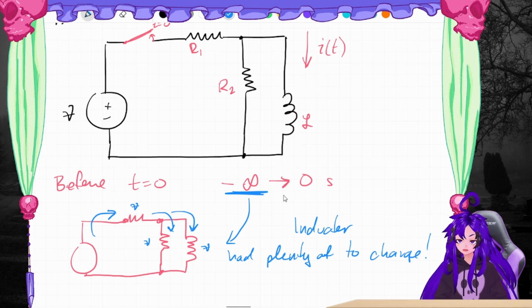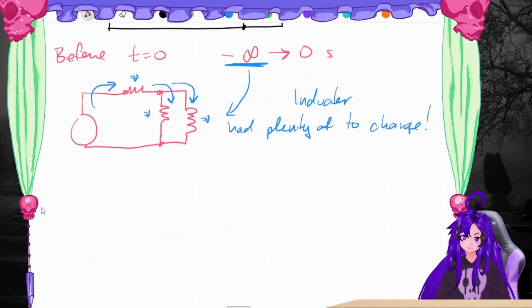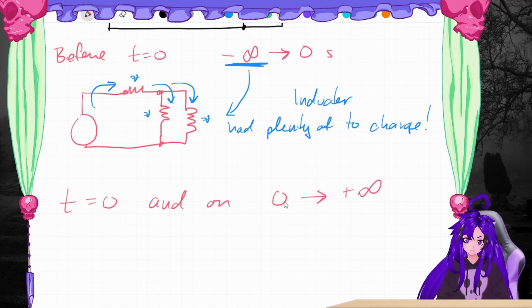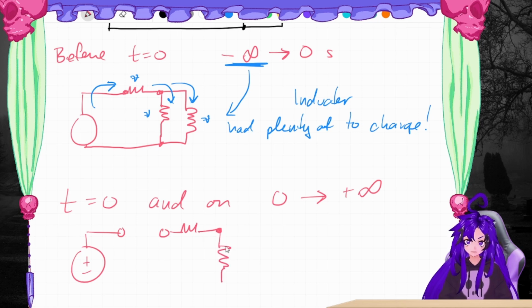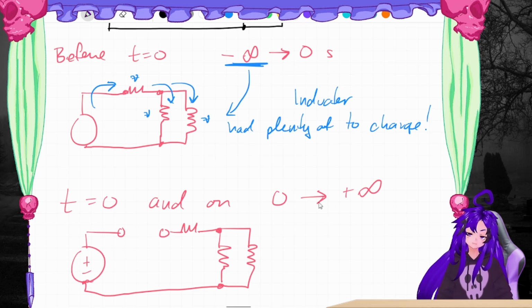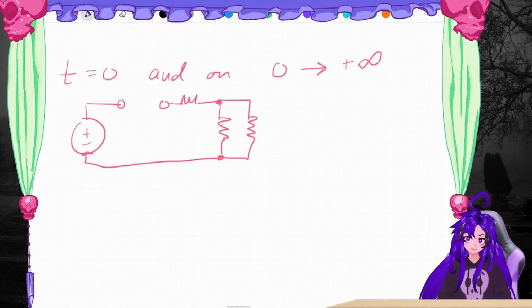The inductor had plenty of time to charge. But now it's t equals 0 and on, so 0 to positive infinity. From now on, forever from now on, we have this, and it's open. It is an open circuit to this resistor, to this resistor, to this inductor, and they connect here. Well, there is only one complete circuit in this now, and that is right here. This is the only complete circuit.